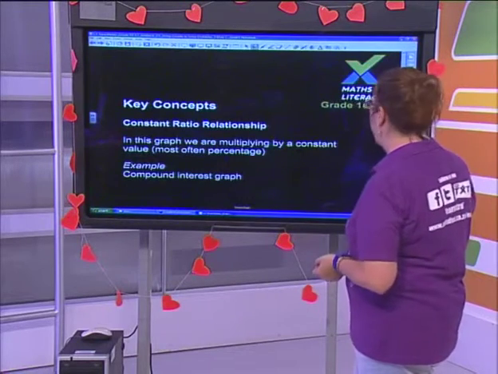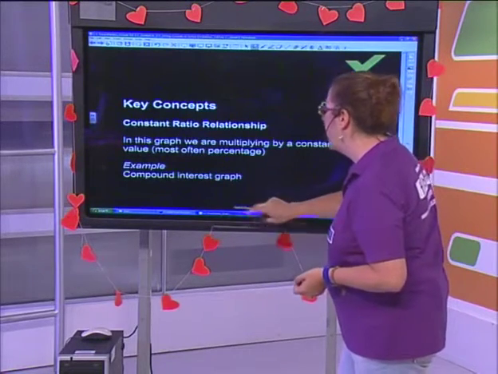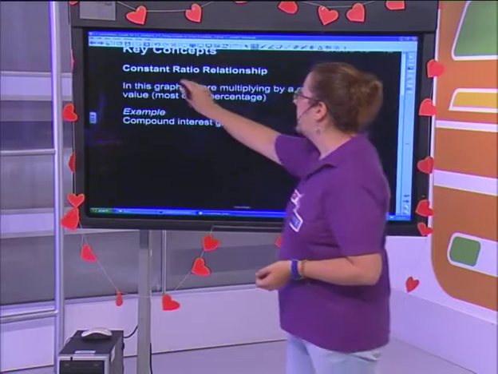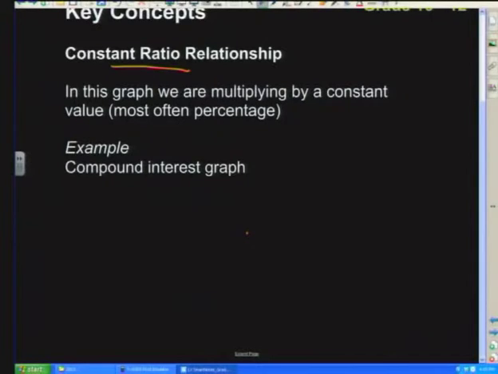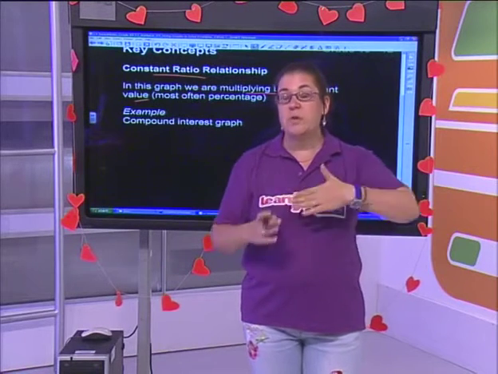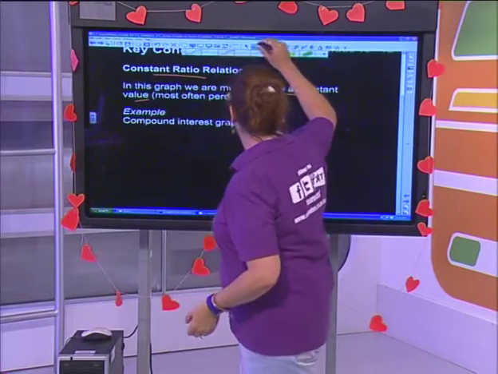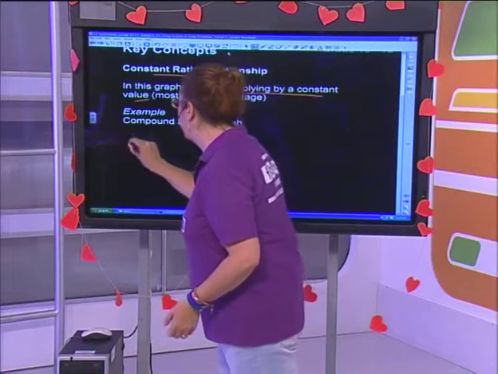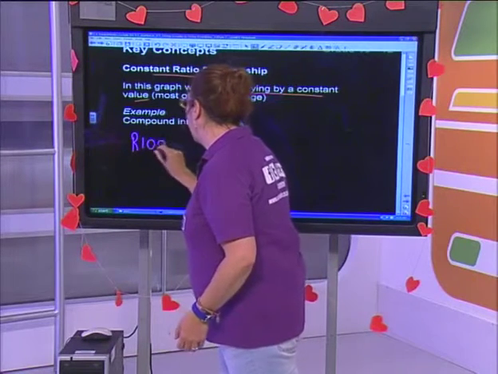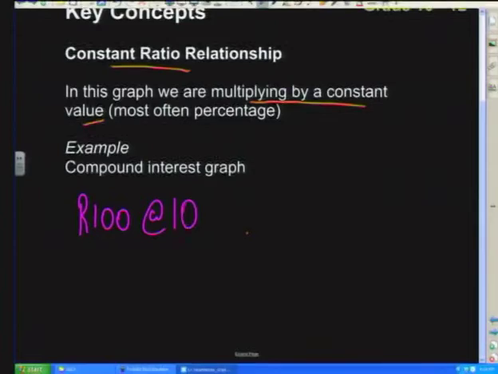Let's compare that now to our compound interest, which is in fact a constant ratio relationship. In a constant ratio, the graph, we are multiplying by a constant value. And usually that is by percentage. We're not adding or subtracting a value, but we are multiplying by that value. So let's take our example again of our 100 Rand at our 10% per annum.